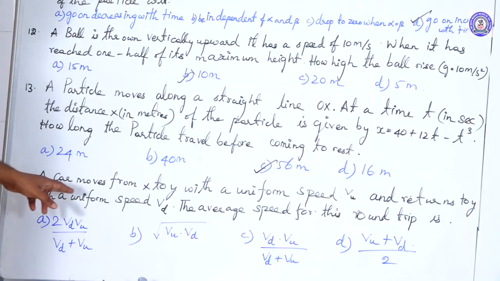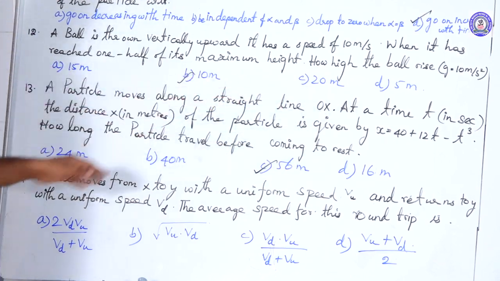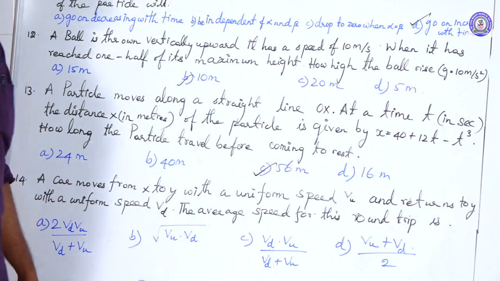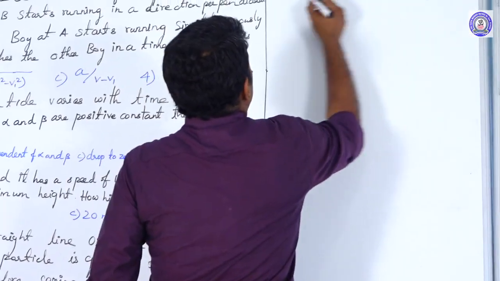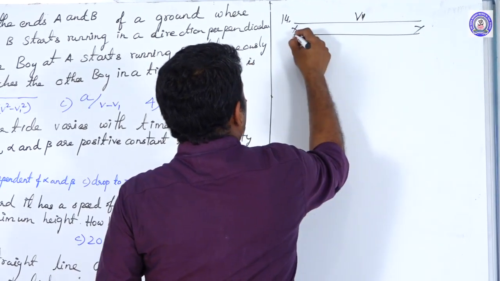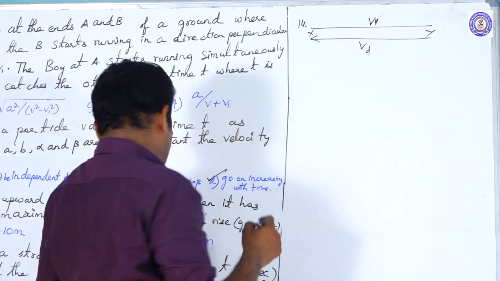Question number 14. A car moves from x to y with a uniform speed vu and returns to x with a uniform speed vd. The average speed for this round trip is. A car moves from x to y with vu, and then returns back with the velocity, let us say vd. They are asking you to calculate the average speed.